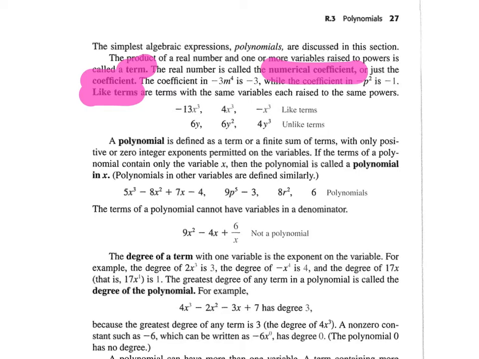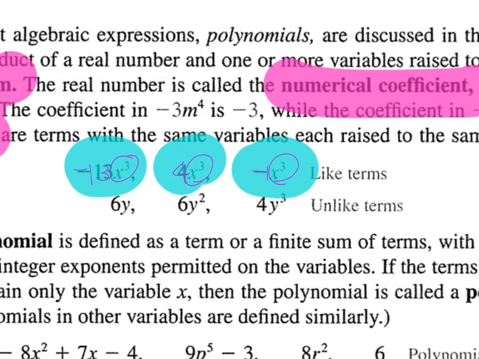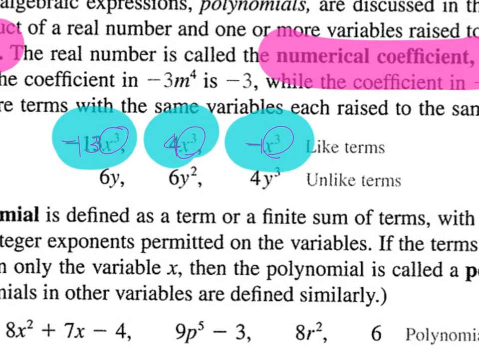So if you look at the three terms that are here, if I remove the coefficients, which in this case would be my -13, my 4, and my -1 that is really on the front there, then each of these has an x to the third. Because they're all the same, those would be considered to be like terms.